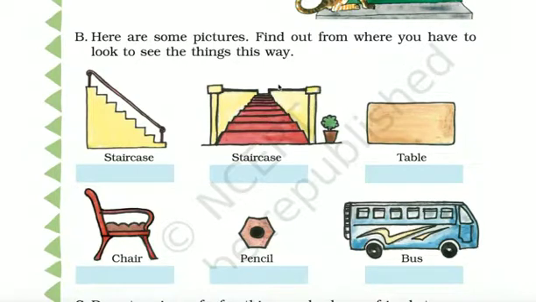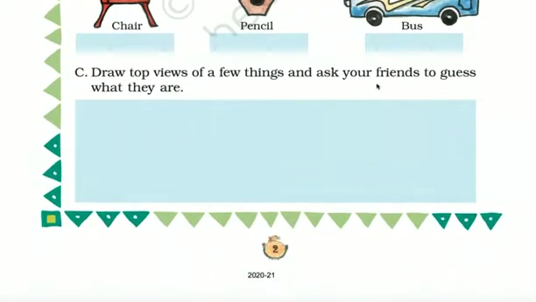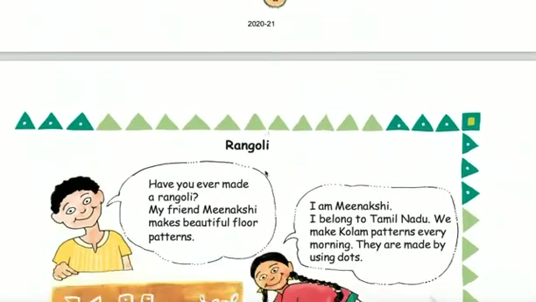Staircase. If you look from the side, this is how a staircase looks. From the top, if you look, this is how a staircase looks. From the top, if you look, the table looks like this. This is from the side, and this is from the top. That is what you have to do.